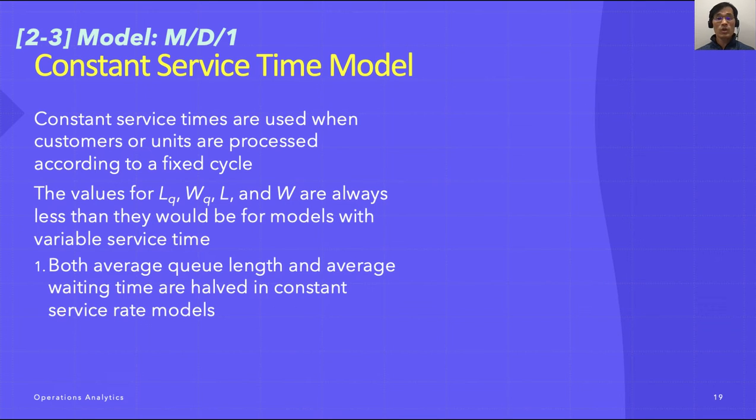When customers or equipment are processed according to a fixed cycle, as in the case of an automatic car wash or an amusement park ride, constant service rates are appropriate. Because constant rates are certain, the values for L and W are always less than they would be in the models we have just discussed, which have variable service times. As a matter of fact, both the average queue length and the average waiting time in the queue are halved with a constant service rate model.